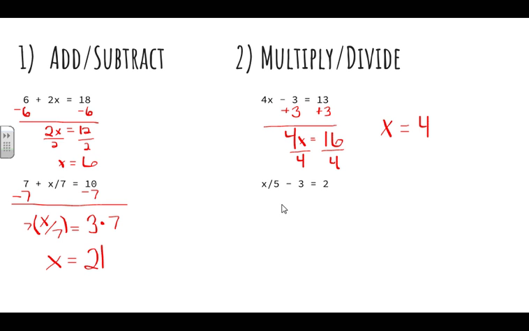Last problem. x divided by 5 minus 3 equals 2. If we start with our 3, since it's being subtracted, we are going to add. So we're going to add 3 to both sides of our equal sign. That gets rid of this 3, and we have x divided by 5 equals 5. So this is x divided by 5. We are going to multiply by 5 in order to solve. When we do that, we get x equals 25.